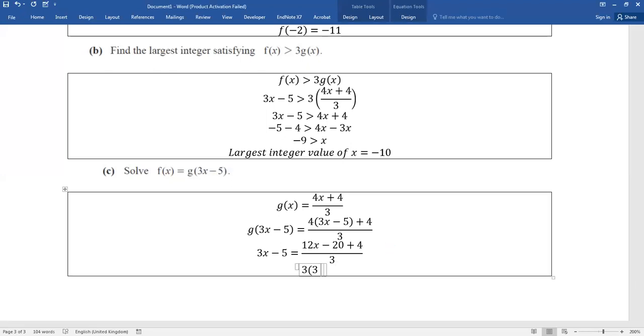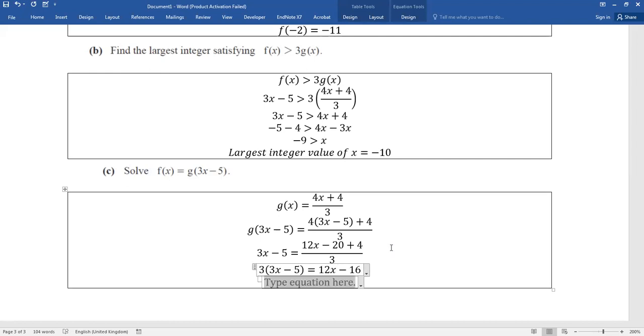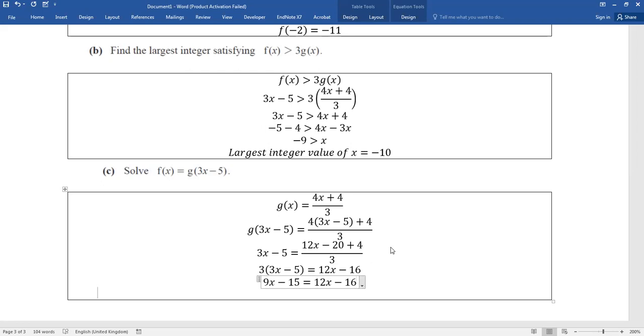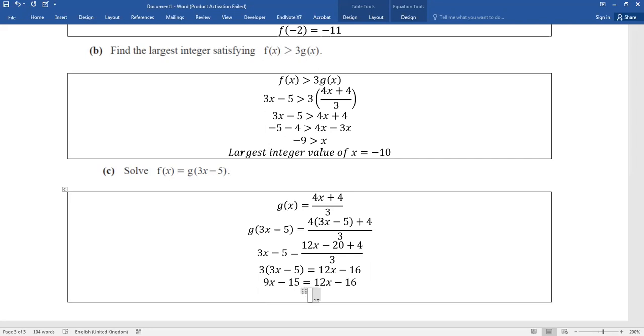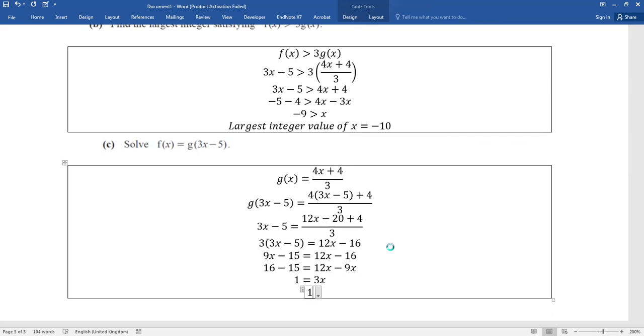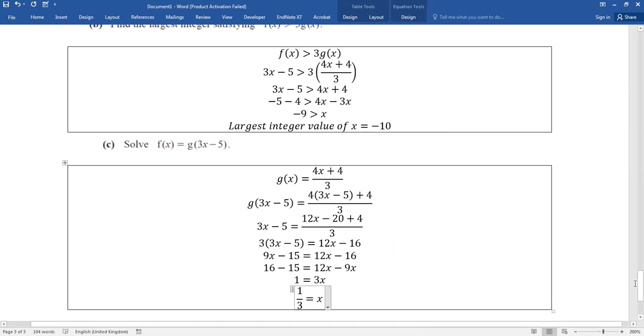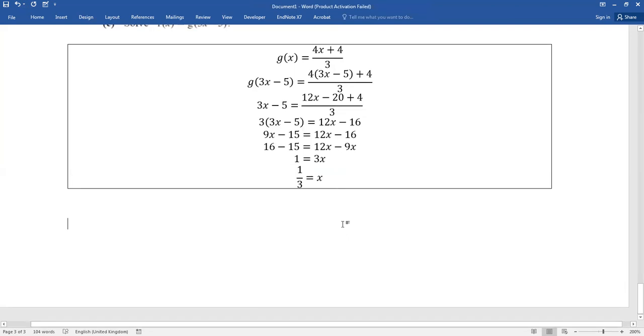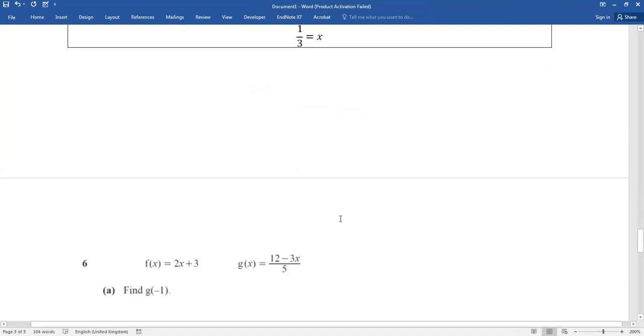Yeah, I got 3. Let's see. No problem, let's see it now, because you're getting different values. -16 again. This is 9x minus 15 is 12x minus 16. So I bring the 16 over here. 16 plus, it becomes -15 minus 9x. 1 is equal to 3x. This is the value of x. Is this clear, children? Yes sir.